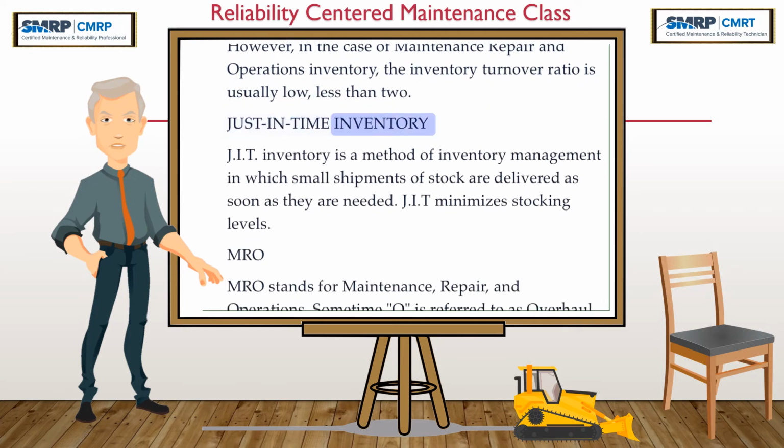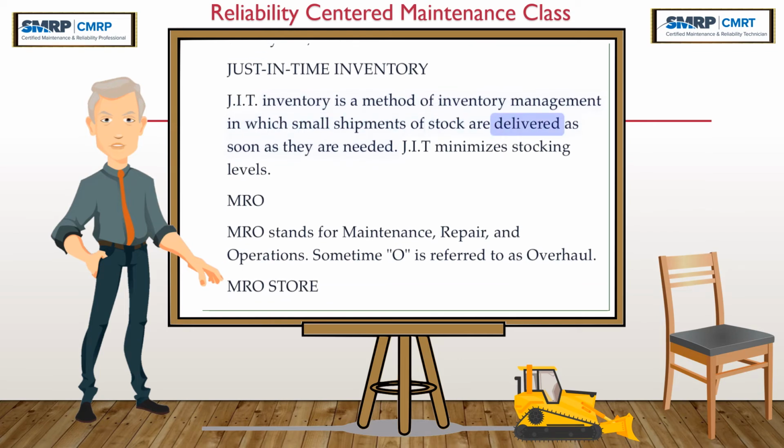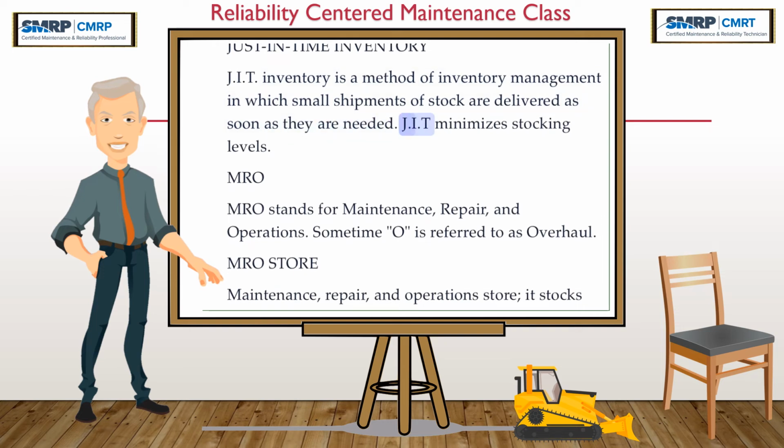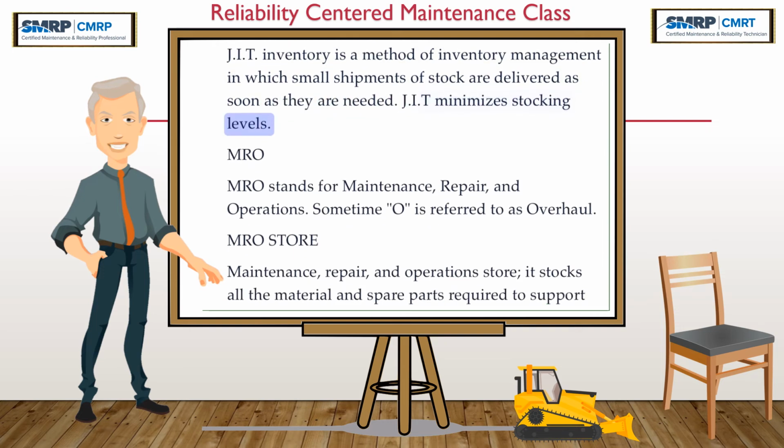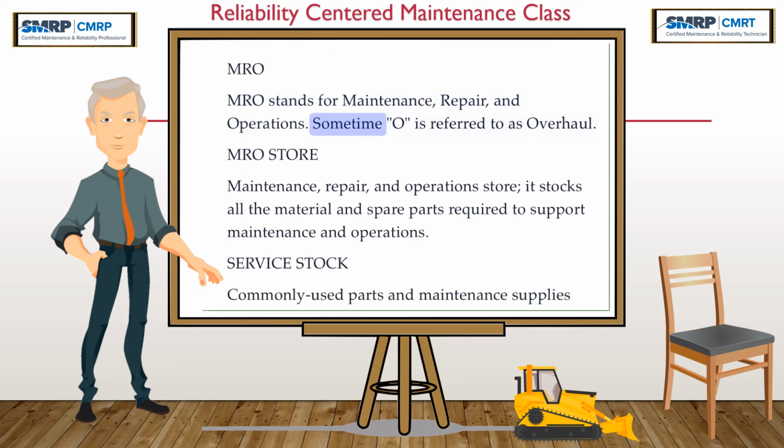Just-in-time inventory, JIT. Inventory is a method of inventory management in which small shipments of stock are delivered as soon as they are needed. JIT minimizes stocking levels. MRO. MRO stands for maintenance, repair, and operations. Sometimes O is referred to as overhaul.